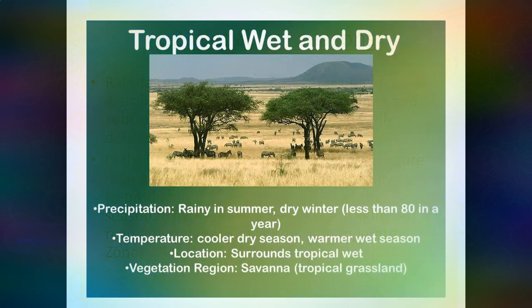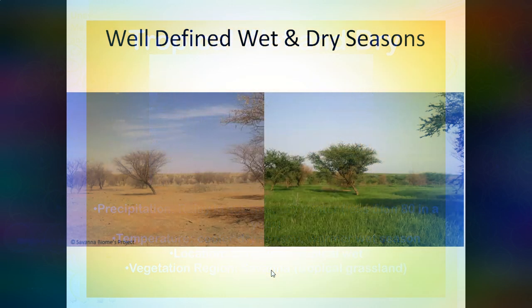So here we can see tropical wet and dry seasons. This slide shows that it's rainy in summer and dry in winter. Temperatures are cooler during the dry season and warmer during the wet season. So the location is tropical. The vegetation region or ecosystem type is savanna or tropical grassland. This picture shows the well-defined dry season. This picture shows the well-defined wet season.